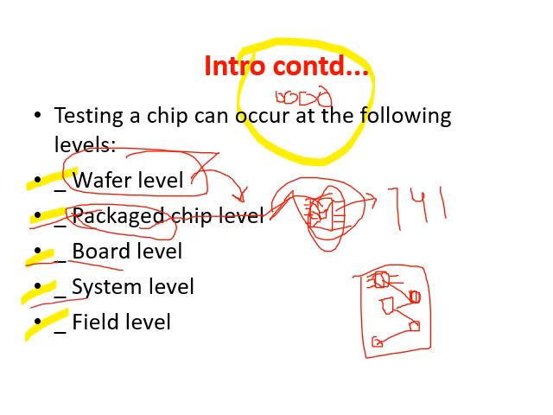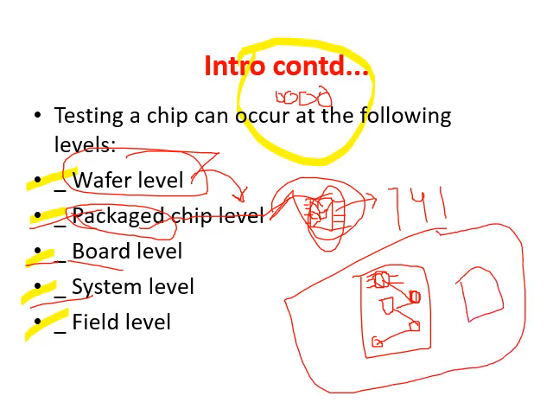Similarly, if I go to system level, the system level means there will be multiple boards on a system. So again there will be multiple ICs. So testing of ICs at the system level becomes more complex, followed by field level, that is, you have seen FPGAs and all. In those there will be multiple ICs. So testing of ICs at that field level becomes more and more complex, the most complex you can say.